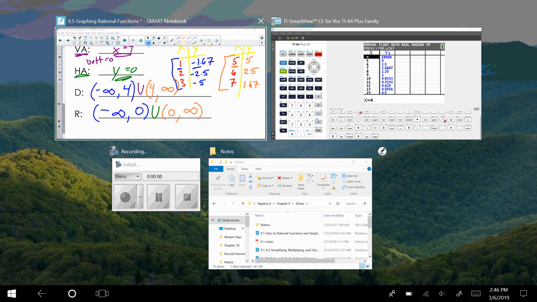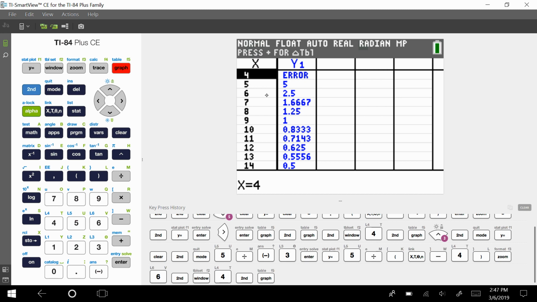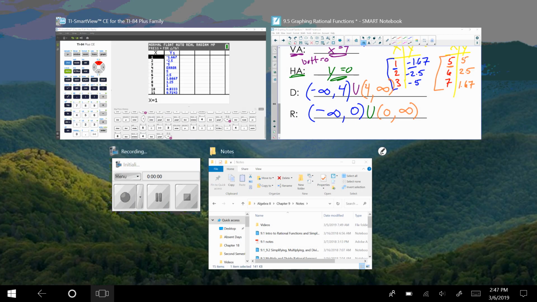5 was 5. Oh, 5, 5. 6 was 2.5, 2.5. 7 was 1.67. We got those same things. If you wanted to know where 3, 2, 1 is at, just click up. And there you'll see that we actually have all the same table values over here in ours. And that's a quick way to transfer your table.